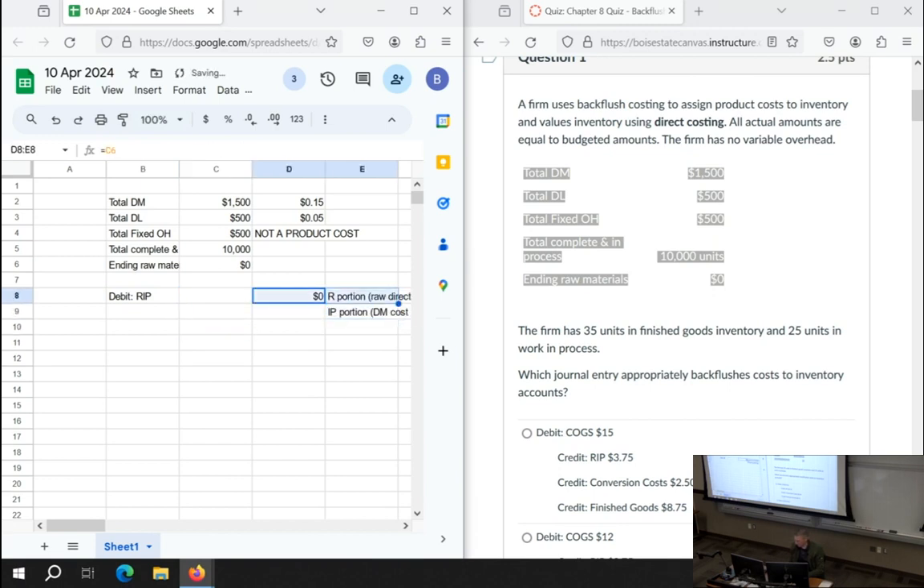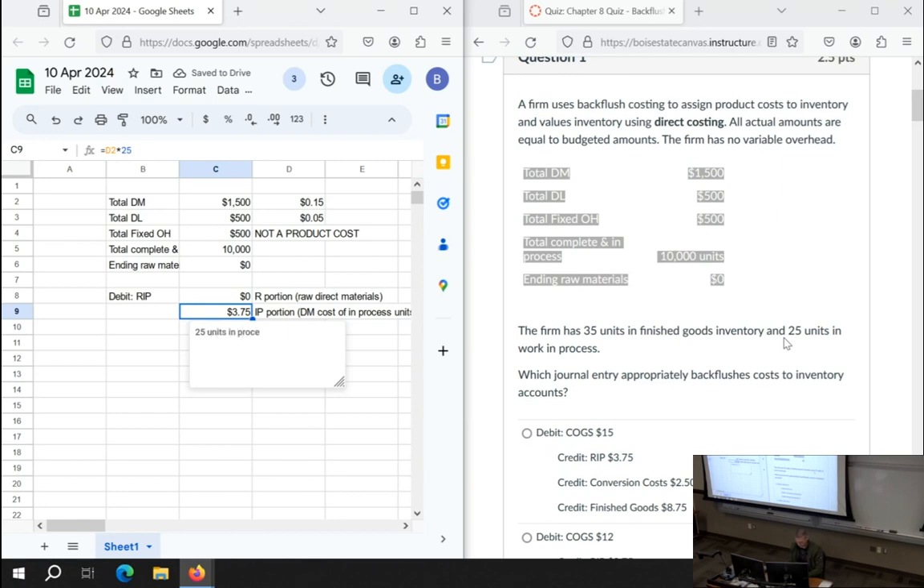So I will just move these over so we can actually read the full text in those cells without resizing the columns crazily and affecting all the downstream problems. It is going to equal our direct materials rate times the number of units in process, which is given right here in the problem, 25. 25 units in process is given in the problem.